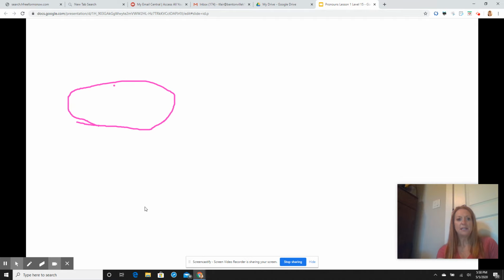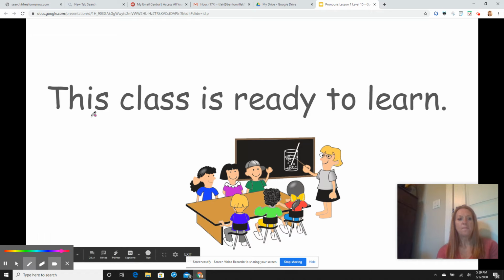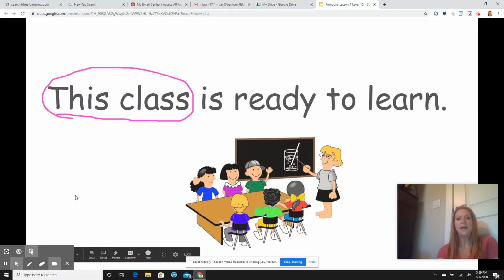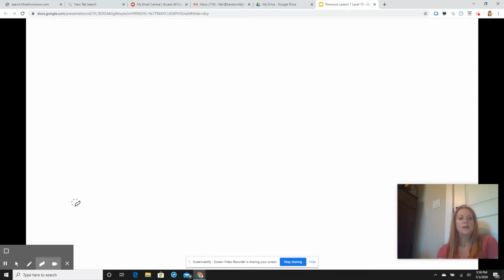All right, so let's look at the next page. Let's erase that. Okay, let's look at this next sentence. It says, this class is ready to learn. What do you think the subject is of this sentence? It is this class. What could we put in place of this class to not change the meaning of the sentence? What pronoun could we put there? Put you. Instead of saying though, would we say you is ready to learn? No, that subject and verb do not agree. So what could we put in place instead of is? That's right, are. You are ready to learn. Okay, let's erase this.